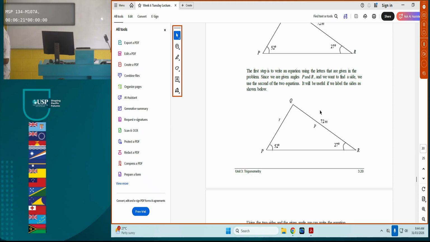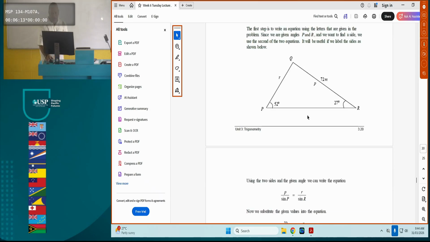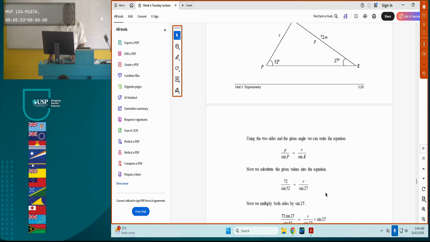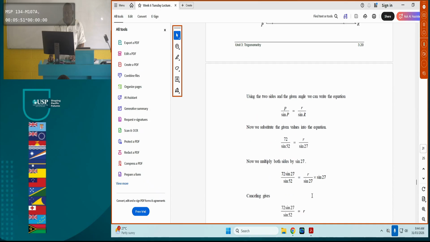How do we do that? We take the sine of 27 and multiply it across. So this is what we have now. Side Q and angle Q are unknown, even though we can still calculate angle Q because the sum of the interior angles is 180. But there's no need for us to do that. We've removed the Q's. Take sine 27 to the other side by multiplying.